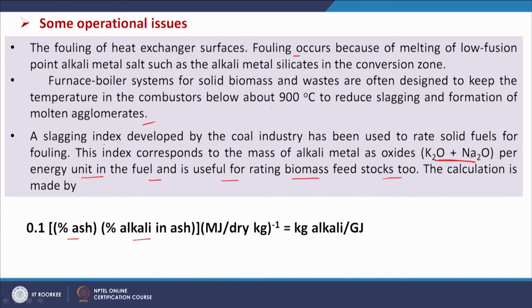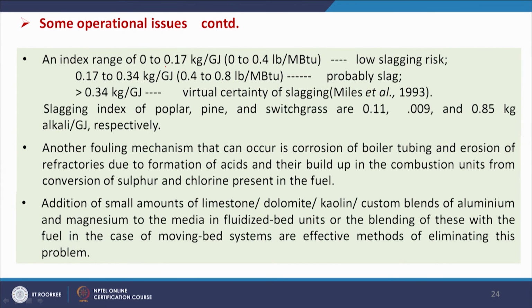So, knowing the percentage of K2O and Na2O, or we can say knowing the composition of the ash, we can get some idea about the slagging index. A slagging index range of 0 to 0.17 kg per gigajoule, or 0 to 0.4 lb per mbtu, is low slagging risk, and 0.17 to 0.34 is probable slagging, and greater than 0.34 kg per gigajoule is virtual certainty of slagging. So, there is a good possibility of slagging. The slagging indices of poplar, pine and switchgrass are given here.